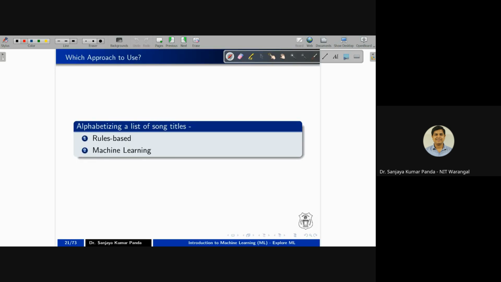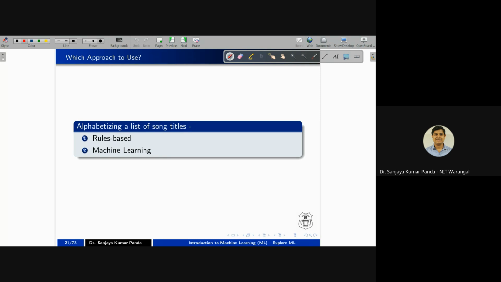So the first one which we are going to discuss is alphabetizing a list of song titles. Suppose you have a set of songs and you want to order them, or say your mobile contact list, in which you want to order your contacts in A to Z order, or Z to A order. Normally it is in A to Z order, right? So whether you are going to apply a rule-based system, if you want to order them alphabetically, or you are going to apply machine learning approaches.